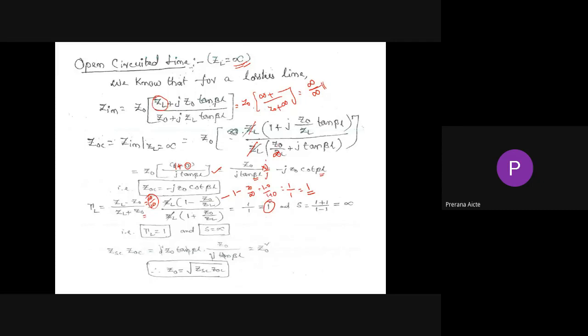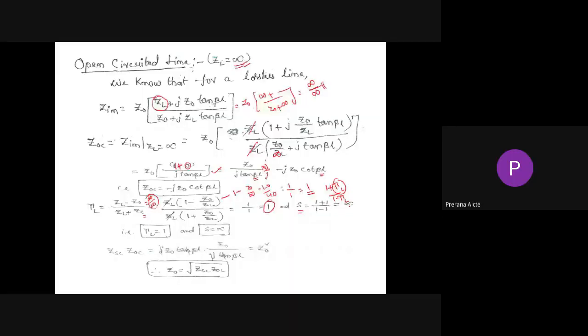And the corresponding voltage standing wave ratio S is equal to 1 plus Delta L divided by 1 minus Delta L. So Delta L is equal to 1. So 1 plus 1 divided by 1 minus 1 is equal to infinity. So the standing wave ratio is infinity, but the reflection coefficient is plus 1.